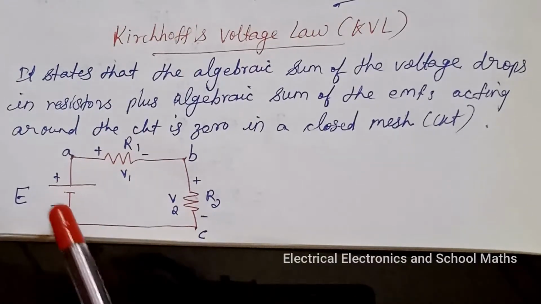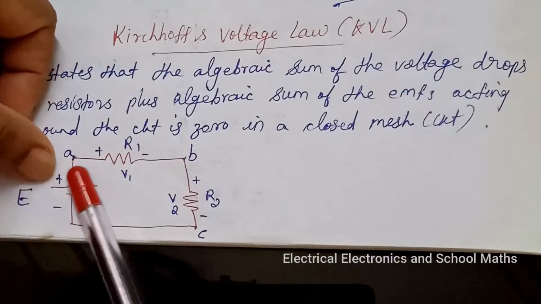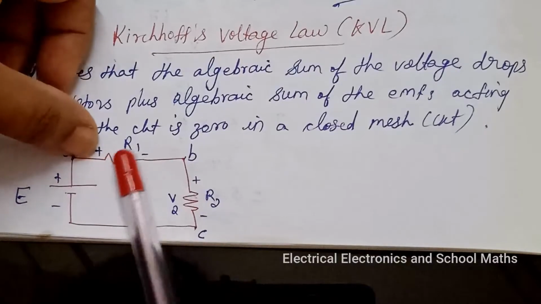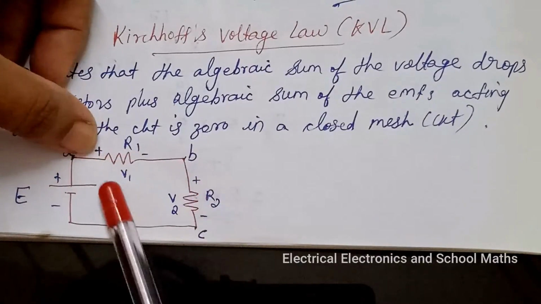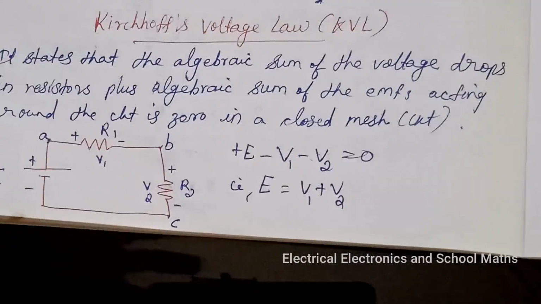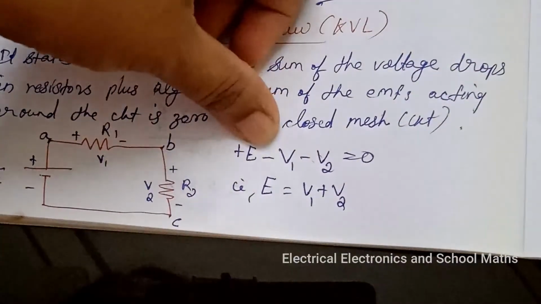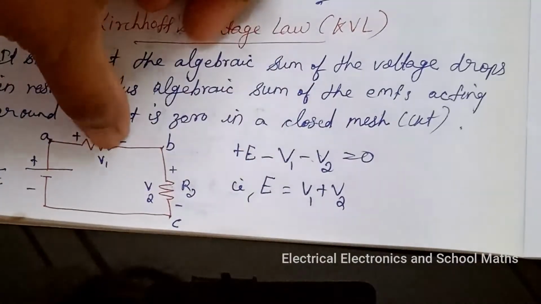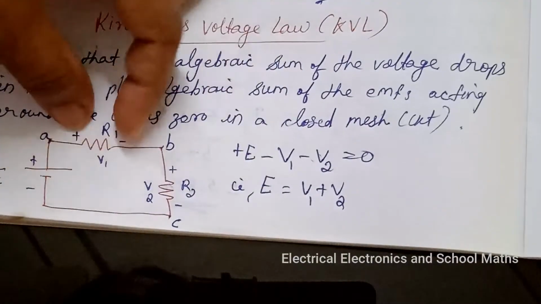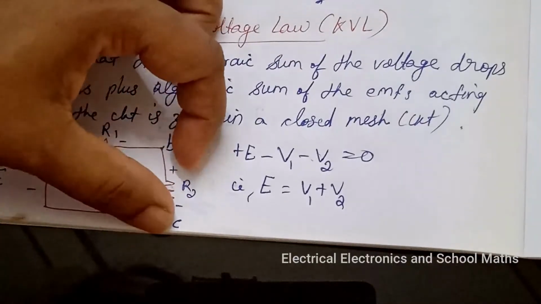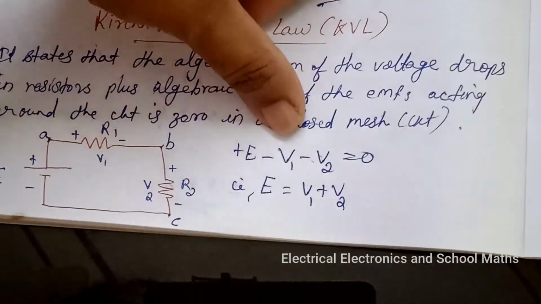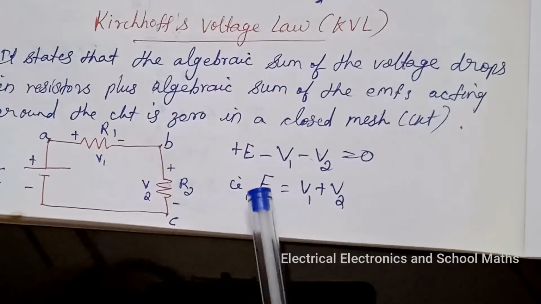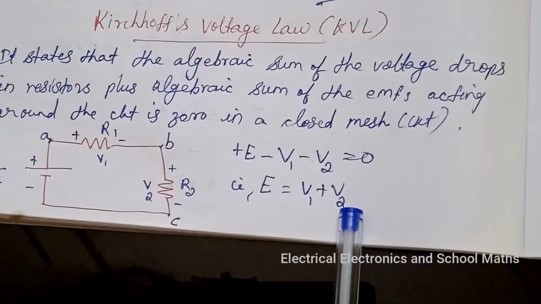Here we can see there is a potential rise in the battery voltage, that is minus to plus, and there is a potential drop in the resistors. According to Kirchhoff's law, we get plus E minus V1, that is the voltage drop V1 across R1, and minus V2 across R2, equal to 0. That is, we get E equal to V1 plus V2.